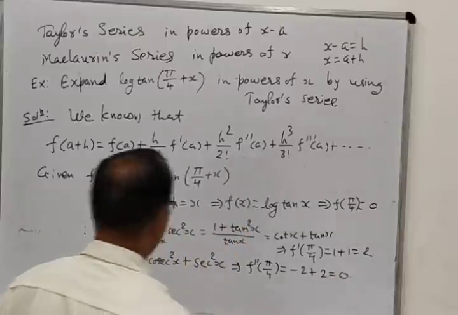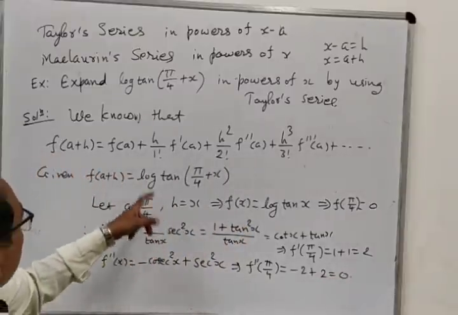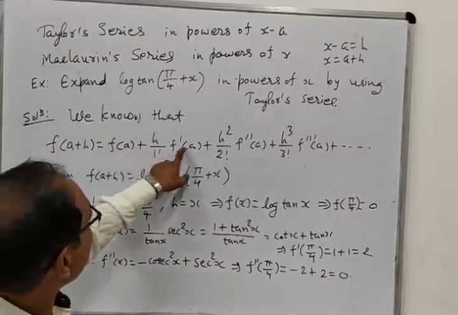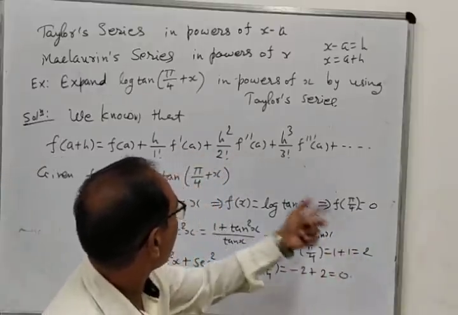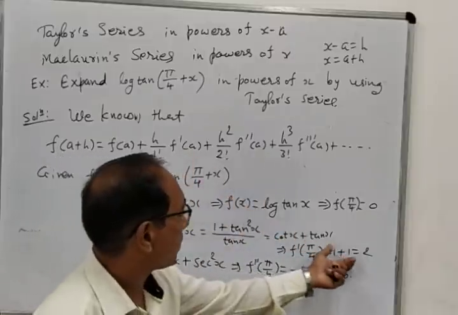So actually, in the process when we put the values f a, f dash a, f double dash a, here the values are 0, 2 and minus 2. So only one positive value is available.